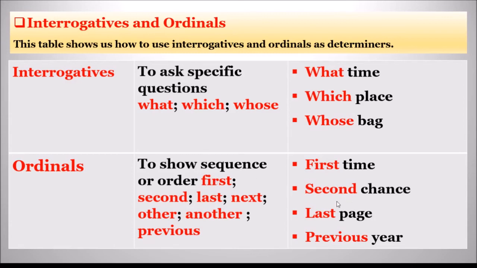Okay, first time, second chance, last page, previous year, everything. So I think these are very easy types of determiners: interrogatives and ordinals. Interrogative means questions; there are only three: what, which, and whose. The other things are not involved. And ordinals means to show the sequence in order.